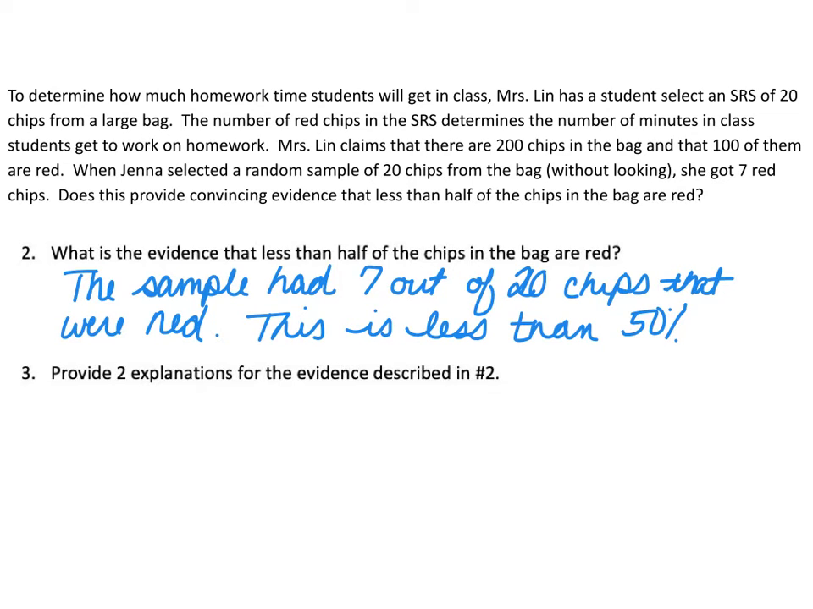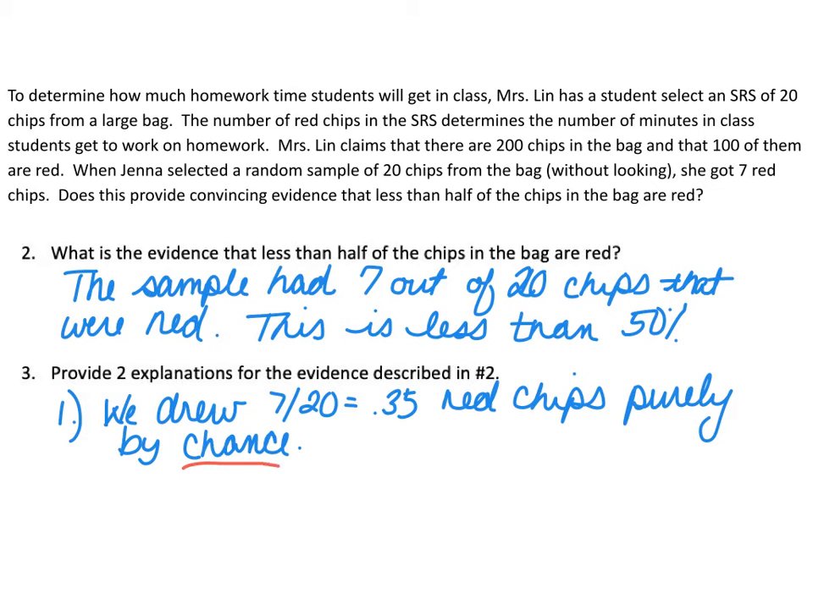So now we're supposed to provide 2 explanations for this evidence. In other words, what could really be happening here? Well, one thing is this is a chance process. You reach in and you draw 7 chips. Perhaps it happened purely by chance. So I've stated we drew 7 out of 20, 0.35 red chips purely by chance.